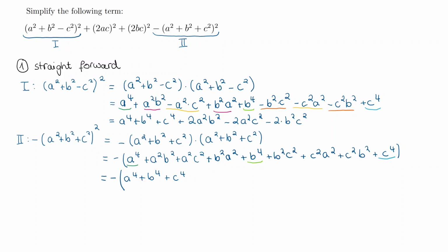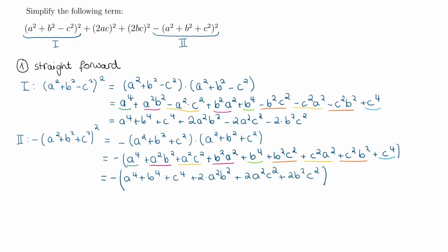Then let's continue with the other parts. We have a square b square here once, then we have here once again, and this is it. So plus 2 times a square b square. And then we have a square c square, and here again. So then we have plus 2a square c square. And then here we also have b square c square twice. So plus 2b square c square.